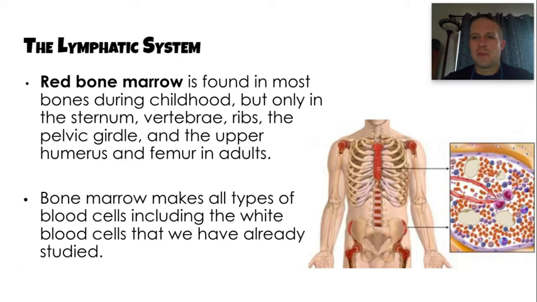The red bone marrow specifically, in children, is found all over the place in the medullary cavity of your bones. And as you age, that proportion of red bone marrow goes down, and it's found in the places you can see there. It's found in the sternum, the vertebrae, the ribs, the pelvic girdle, and the upper humerus and femur. Upper meaning the proximal, closer to the point of attachment. You can see the areas in red on the diagram.